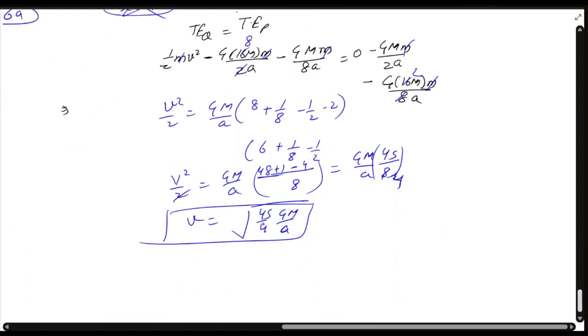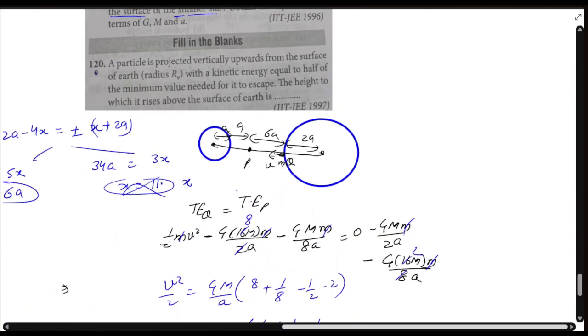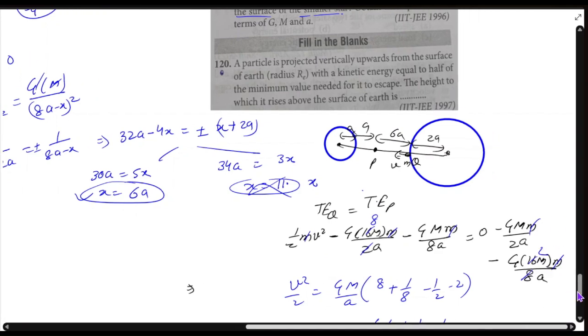So we can take 3 and 2 outside, so we'll have 9, 5 will be inside, so it will be 5 GM by a. So this will be our answer. It was quite an easy question. The tricky part was that if you use the potential energy from here to here, the answer will come out wrong. This was the tricky part to understand.